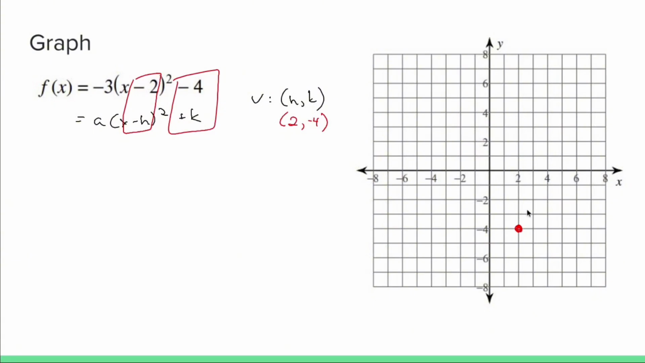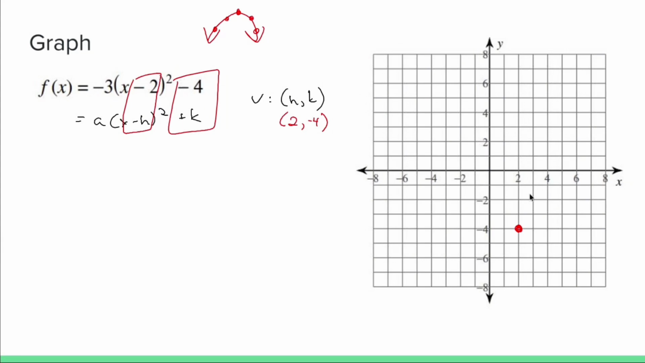What I also know is that if I plug in some points to the left or right, because I'm not going to have a lot of space here, that negative 3 means it opens downward. When a is negative, it opens downward. Since 2 is my middle, if I can find out what happens at 3, that tells me exactly what happens at 1, because whatever happens to the right of 2 happens directly to the left of 2. And if I find out what happens at 4, I know what happens at 0.